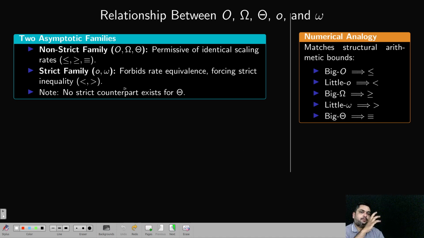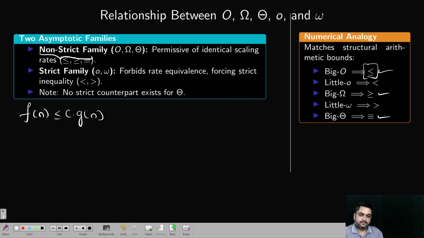So big notations, we call them the non-strict family because they have less than or equal to, greater than or equal to, or equivalent, big theta. This is how you can understand. If I say f of n is less than or equal to c into g of n, I can say it is big O. Okay, so this is important here.